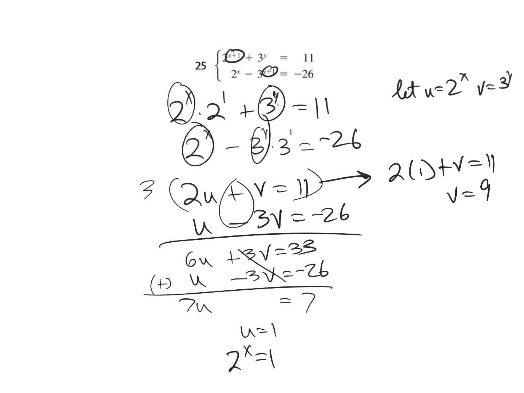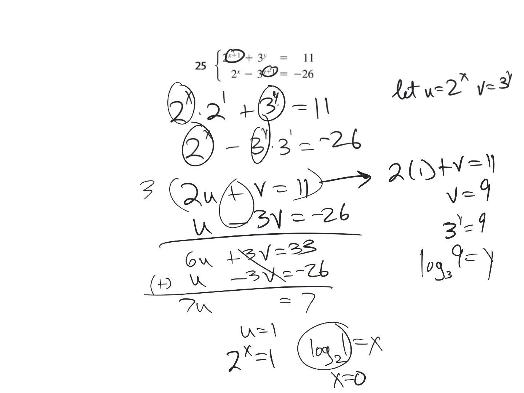So how do we solve that? We have to change that to logarithmic form. So we do the log base 2 of 1 equals x. Well, the log of any base of 1 is 0. So x is equal to 0. Now v is 9, so 3 to the y equals 9. Log base 3 of 9 equals y. And log base 3, 3 squared is 9. So if those are the same, the exponent is the answer. So 0, 2 will be your answer.